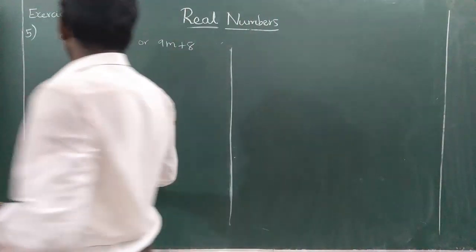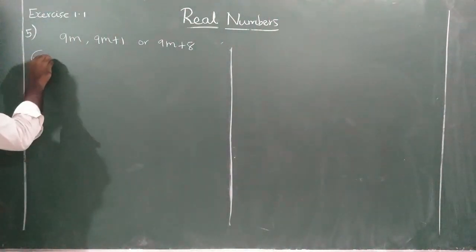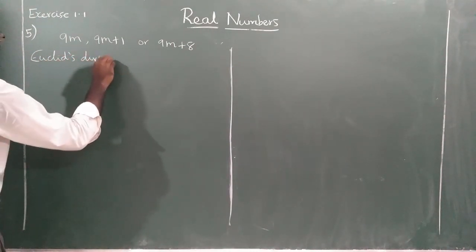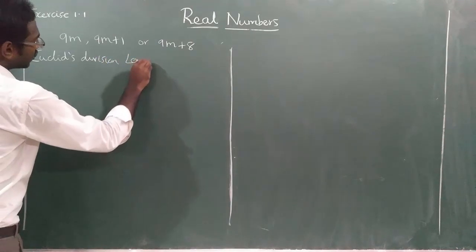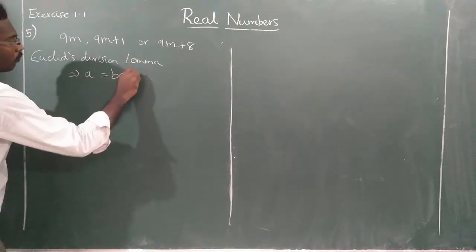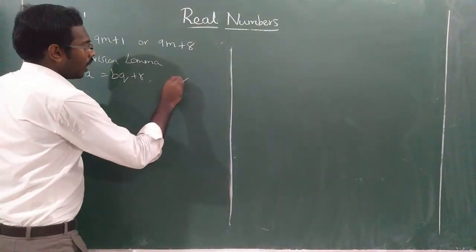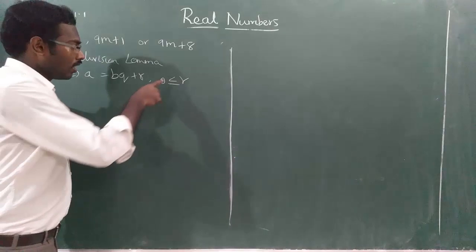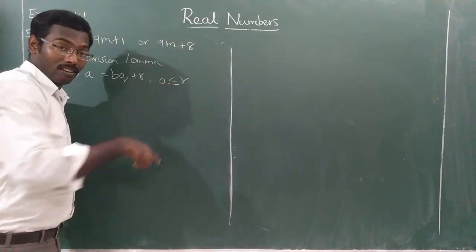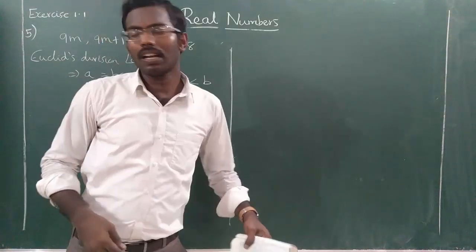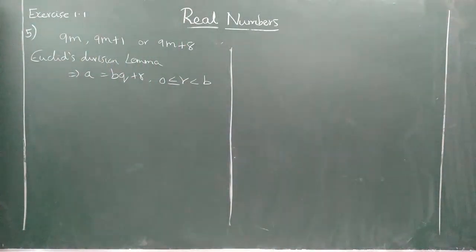So Euclid's division lemma. What is Euclid's division lemma? Euclid's division lemma is a is equal to b q plus r, where r is greater than or equal to 0 but less than b. Okay, now let us do that. But here you have to consider one thing.